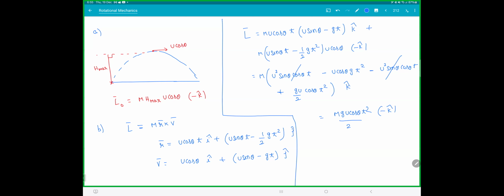This is a much better way to do this, but this is brute force. Nothing clicks like this: r bar, v bar from kinematics, put it there and finish off with a cross product.